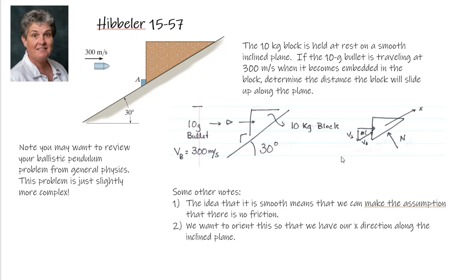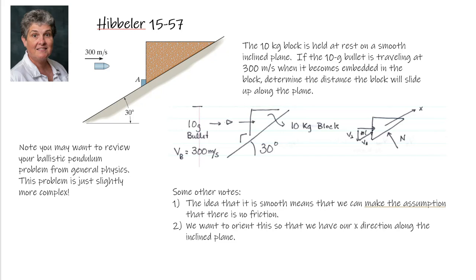Now let's also look at how the problem is stated. One, it says it's at rest on a smooth surface. Well, that means we can make the assumption that we can disregard friction, or friction is not going to impact the problem very much. We also are told that it becomes embedded in the block. That tells us we've got a perfectly inelastic collision, or a perfectly plastic collision in the terms that we're using in our book. And the other thing is we want to orient our problem so that it's going to work best for us.